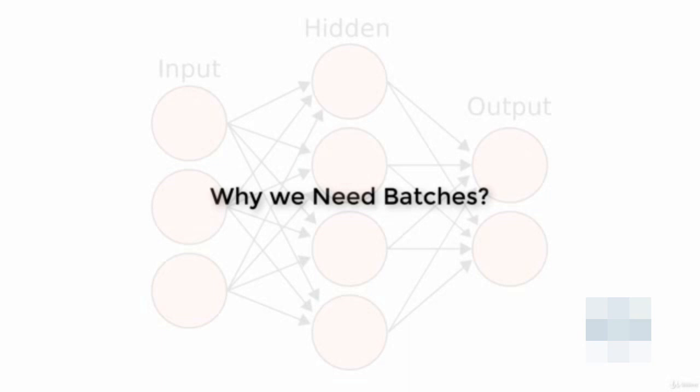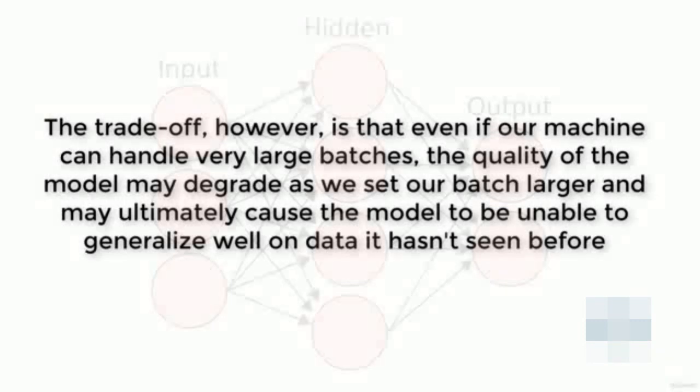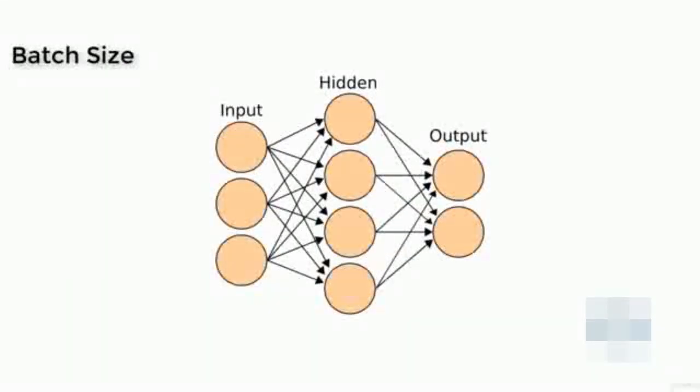sample at a time. The trade-off, however, is that even if our machine can handle very large batches, the quality of our model may degrade as we set our batch larger, and may ultimately cause the model to be unable to generalize well on data it hasn't seen before. In general, batch size is another one of the hyperparameters that we must test and tune based on how our specific model is performing during training.